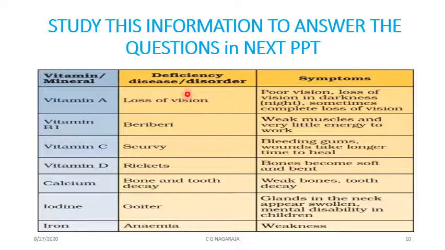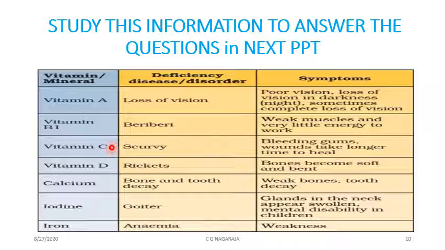Study this information given in the tabular form. Vitamin A, when it is deficient in the food, we get a condition of loss of vision. Poor vision, loss of vision in the darkness, is called night blindness. Vitamin B group, if these are deficient in the food, we get a condition called beriberi, where muscles will not develop, and the person will be skinny. You must have seen some people very thin and skinny.